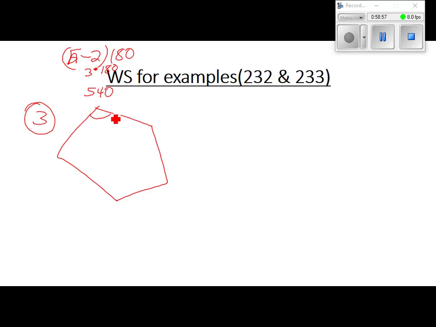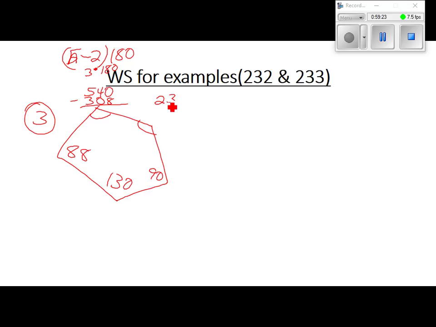This time they tell us that these 2 are congruent. This is 88. This is 130. How much is the angle Z here? 90. Somebody add those 3 up for me. 308. What are we going to do with that once we get 308? Subtract it from 540. Notice I'm not even writing out the equation this time. Just make it easy on yourself. What's 540 minus 308? 232.